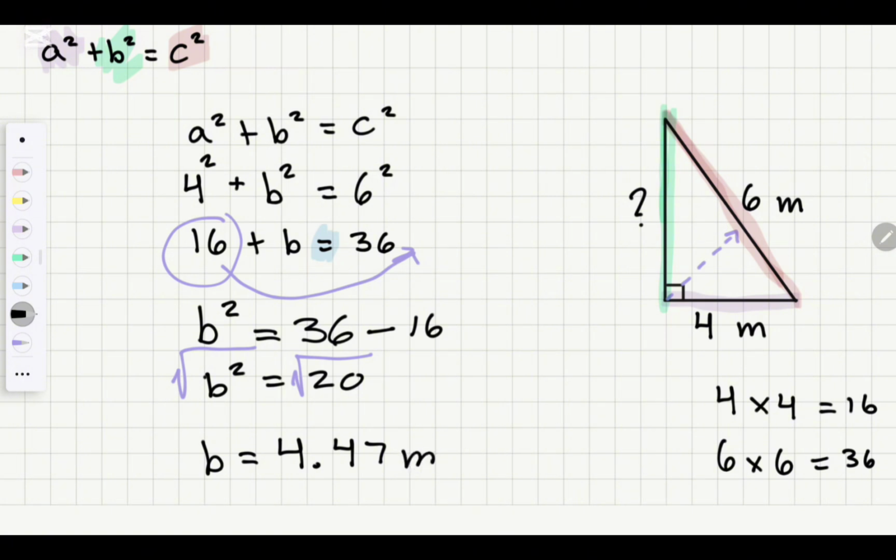meters. And notice how I made sure to check my units. Here I have meters, which means that this one is also going to be meters. I also want you to notice something else.